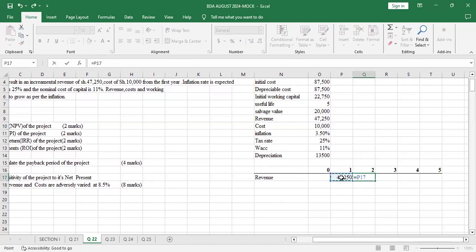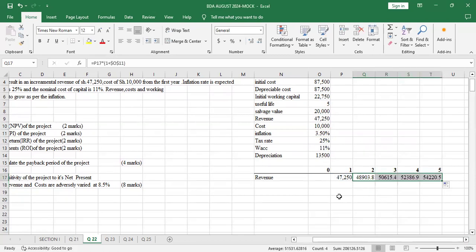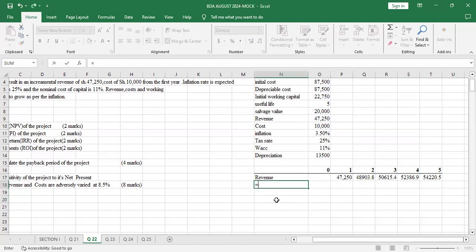So we'll have 47,250 times bracket 1 plus the inflation rate, which is 3.5%. I'll lock the cell with the inflation rate completely, so that when I enter, I'll be able to drag. Yeah, so that's the value that I have. Next, I'll just drag and those other values will appear automatically. So the next thing is cost.